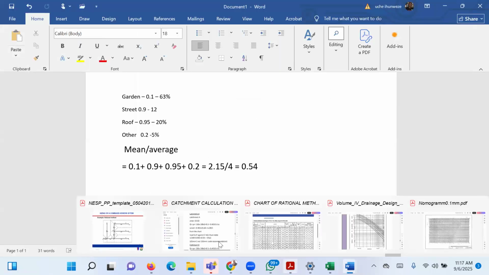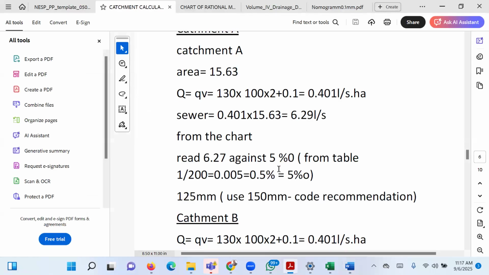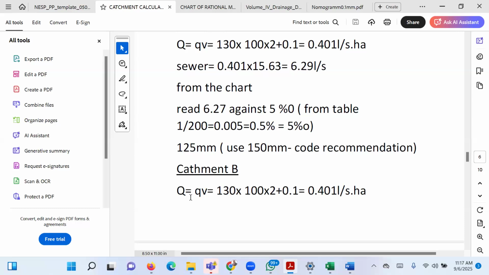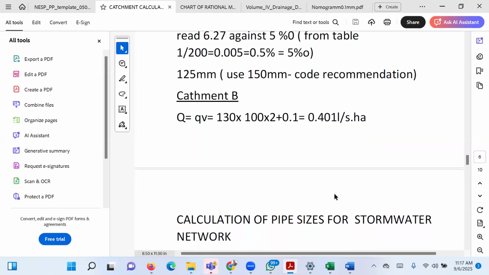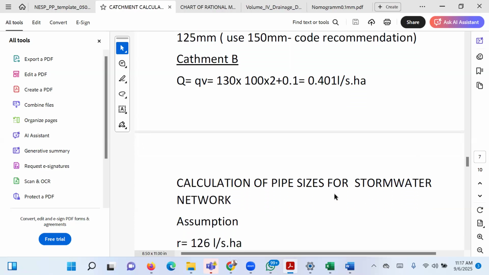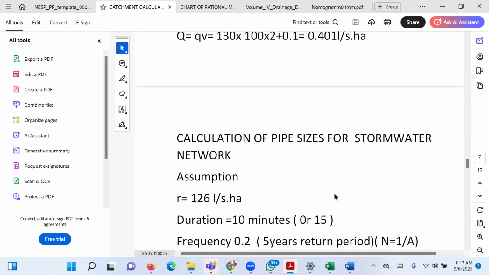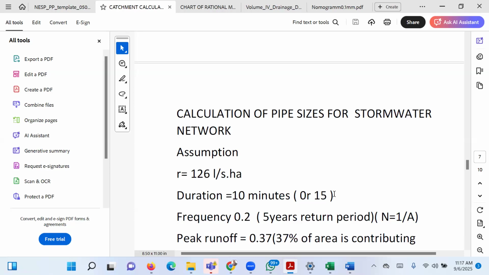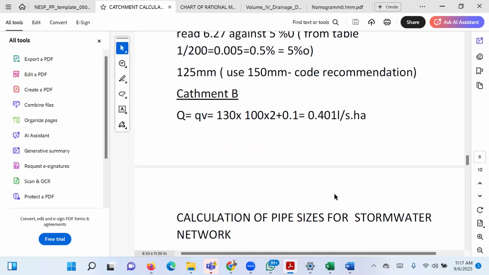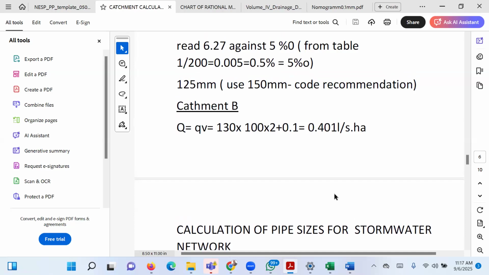Are we together? Good. I move on to catchment B. Catchment B, the same thing. 130 times 100 times 2 times 0.1, just the same value. As a matter of fact, this value is going to be constant. All I need to do now is to multiply this value by the area of catchment B.